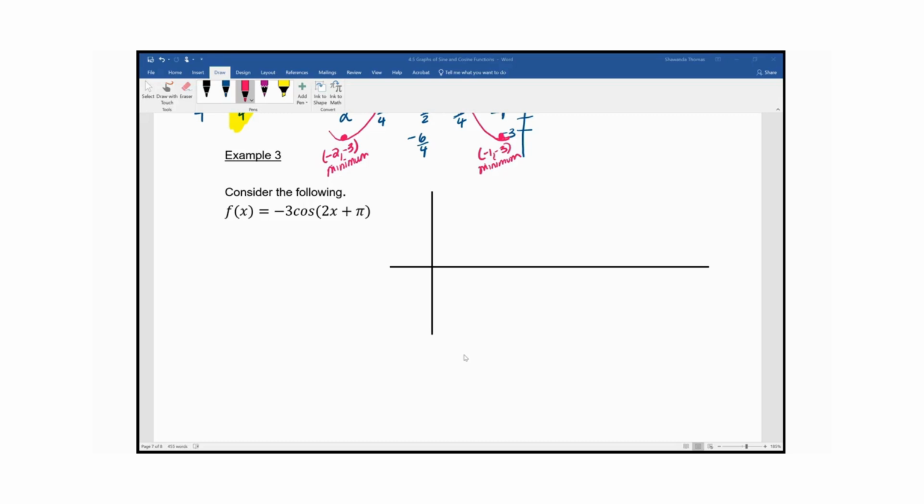All right, what is the period of this graph? Pi. All right, pi. Again, that's 2 pi divided by 2. What is the amplitude of this graph? 3. Great.